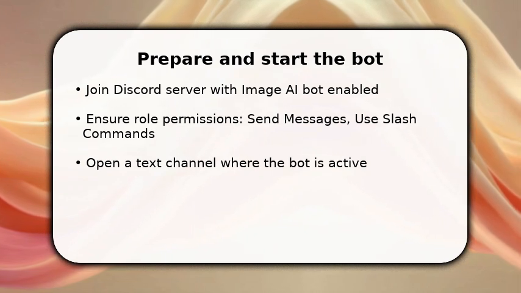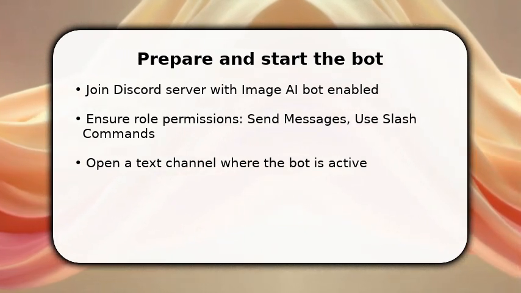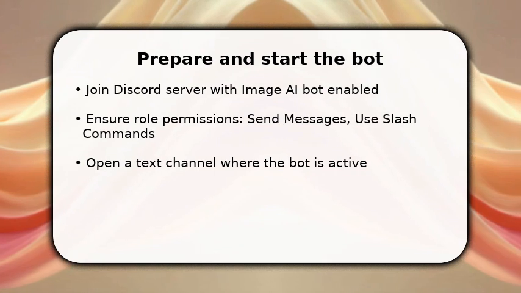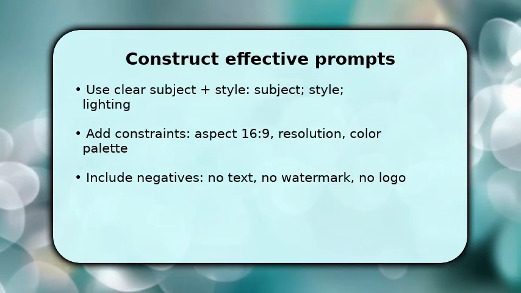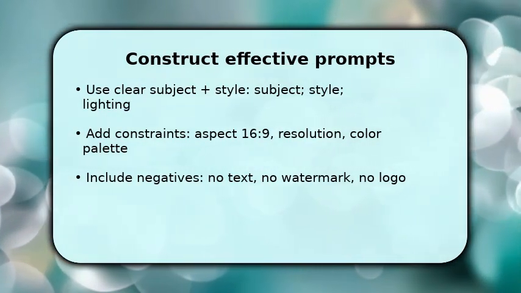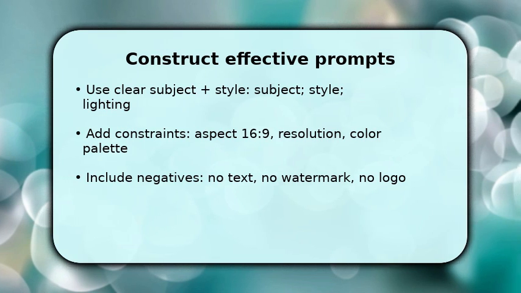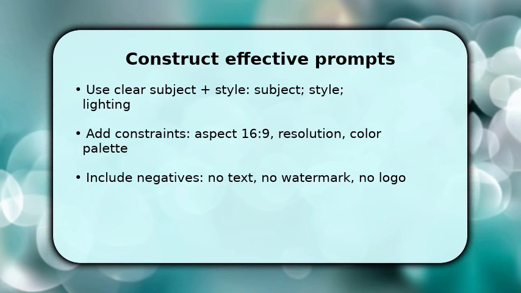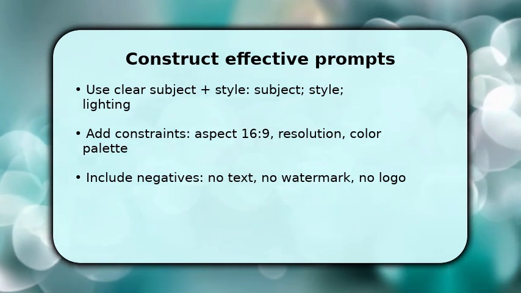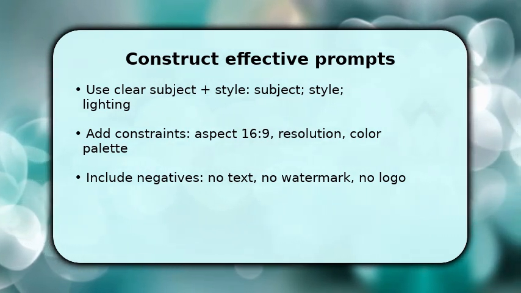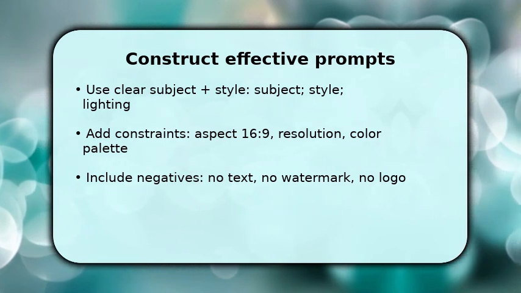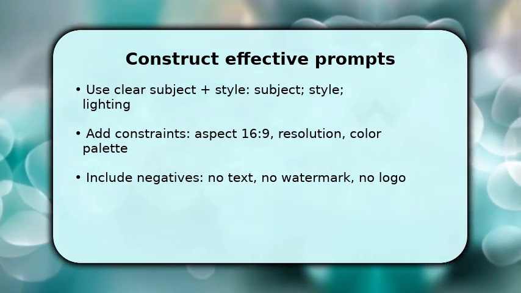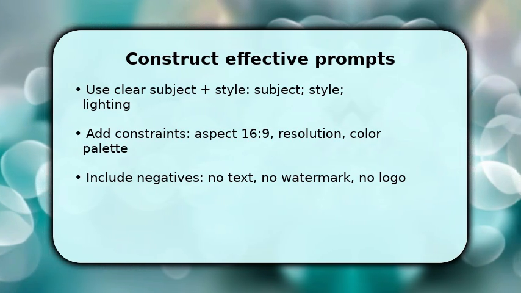any image instructions. You craft the prompt carefully. Name the subject, pick an art or photo style, and specify lighting or mood so the model knows intent. Then add technical constraints such as aspect ratio 16:9 or a target resolution to control framing. Also include negatives like no text or watermark to prevent unwanted artifacts. Once composed, send the /command with the prompt.